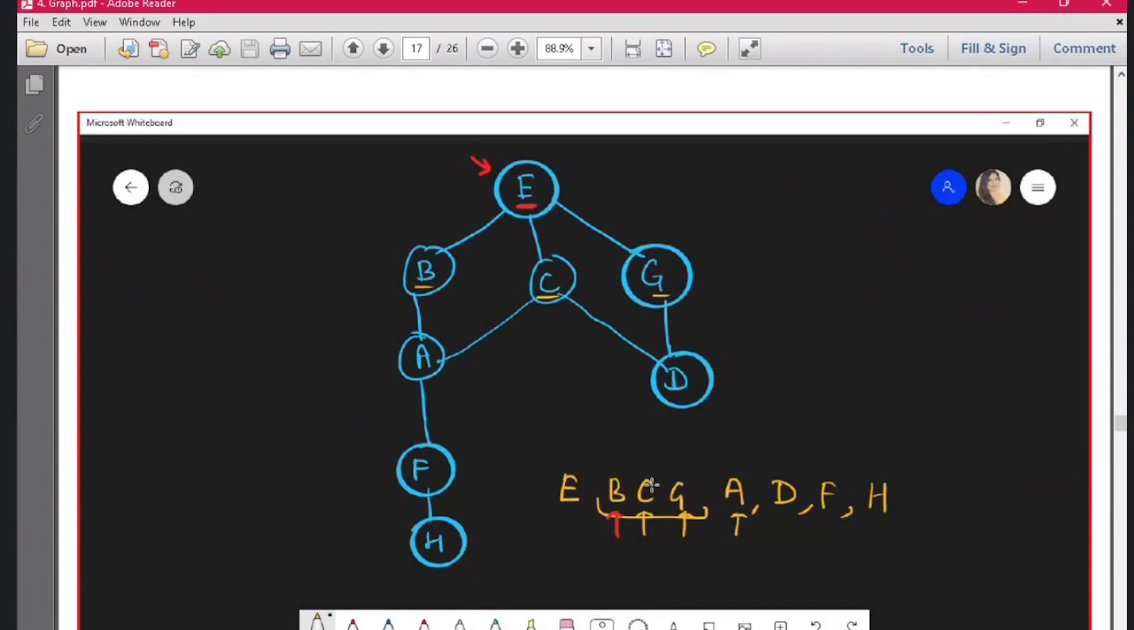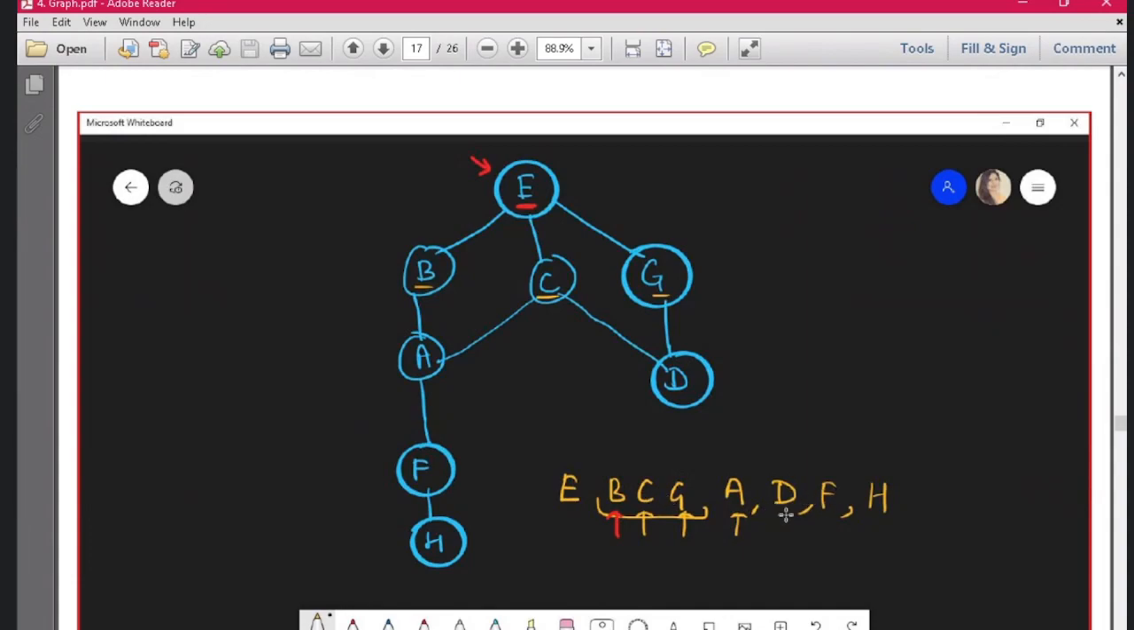Now we'll pick C. And the neighbors of C are E, A, D. E and A are already there. Now we will write D also. So I have written D. Then we'll go to the next node, that is G. Neighbors of G are E and D, which are already there. After that, I am going to write the neighbor of the next node, that is A. So neighbor of A is B and F. B was already there. Now I'm going to write F.